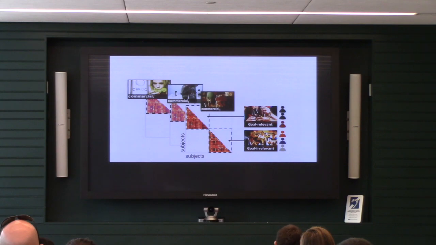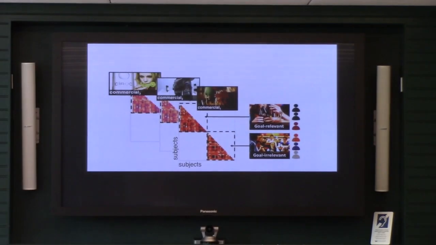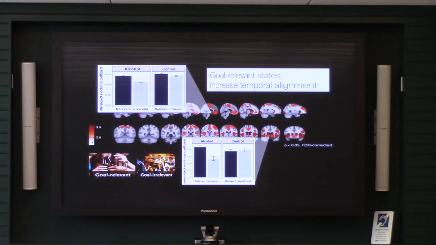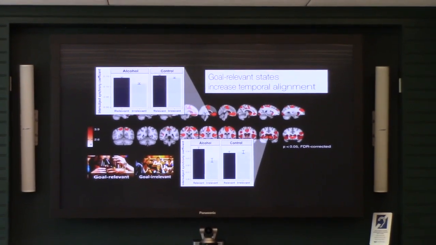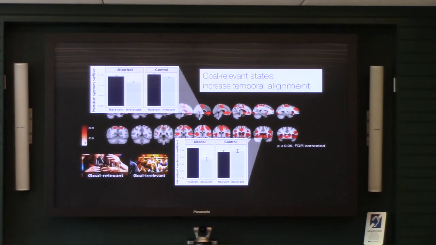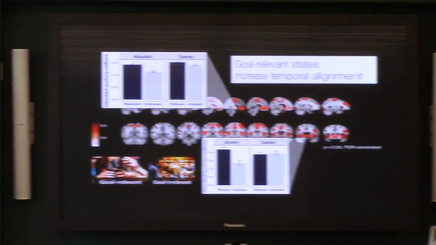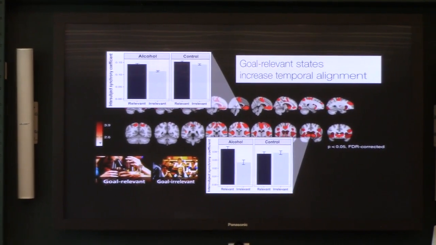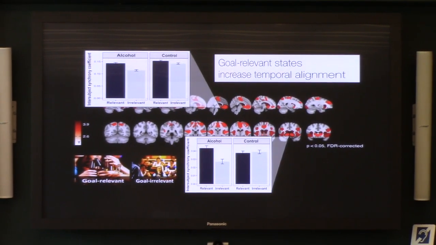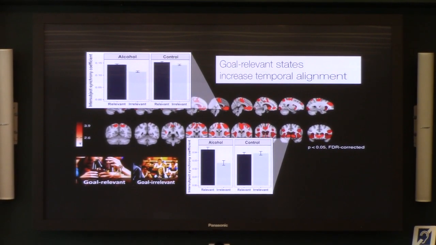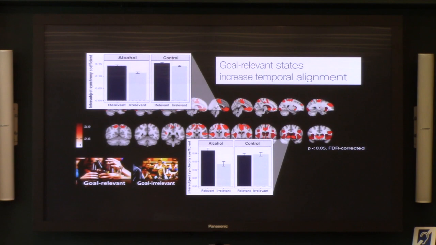She didn't do the Friday Night Lights manipulation. She showed them different types of videos, some of which involved alcohol, and essentially finds that on Monday mornings, going in, she replicates the same effect we just saw, where there's very little synchronization across people. But when the goals are synchronized, when they want to go out, she sees increased synchronization in the vmPFC when it's goal relevant, and it turns out it's specifically in the alcohol videos, which is pretty interesting.